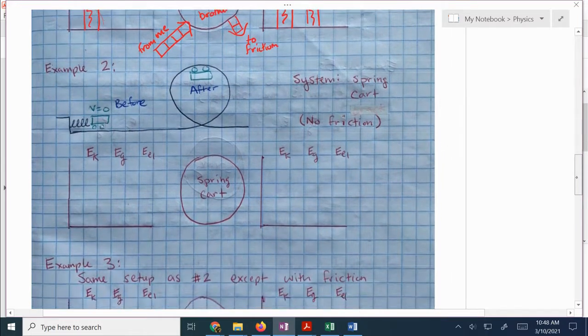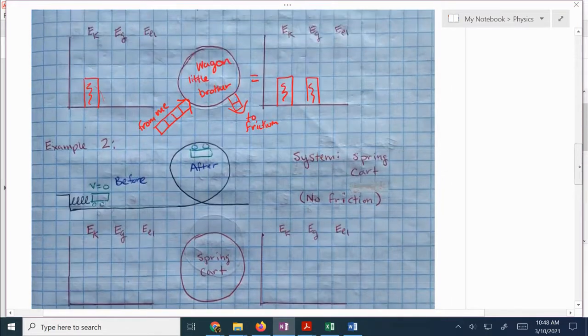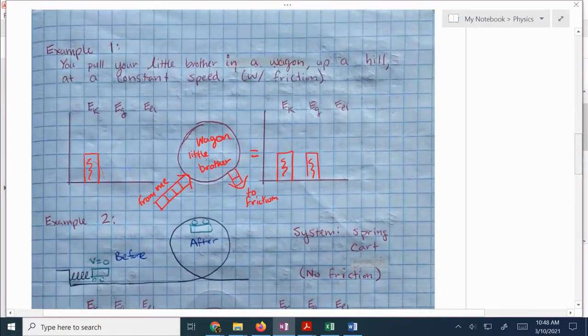Okay, so let's take a look at example number 2. One quick comment on example number 1: note that I did not put myself in the system, and the reason is that I need to be outside of the system, adding energy to the system, so that I could have work done on the system, meaning my little brother in the wagon.